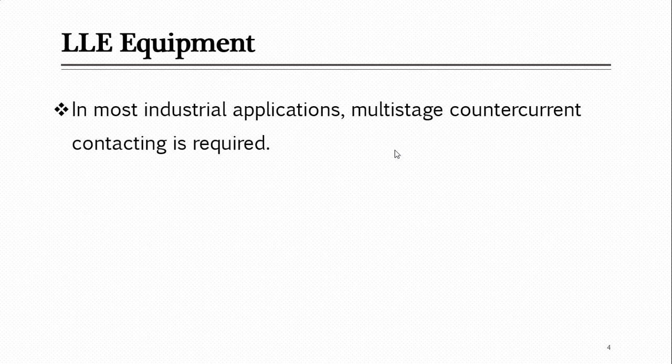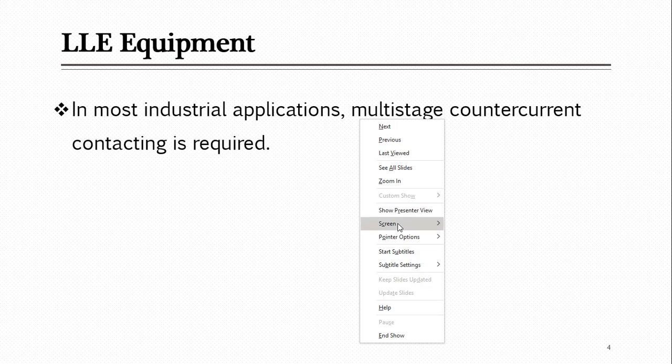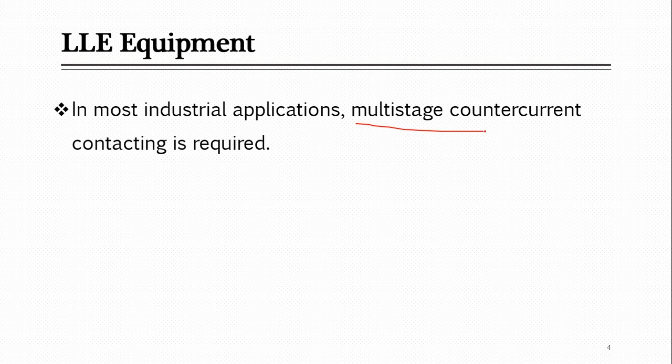But on industrial scale, in most industrial applications we use multi-stage counter current contacting. Yesterday I told you that multi-stage refers to more than one stage. If you remember, there was a slide which I showed you: the solute which you want to extract from the feed, which is a part of the carrier, you want to move towards the externally induced solvent, and that is not totally transferred in one stage. So usually you go for more than one stage. That is why it is referred to as multi-stage.